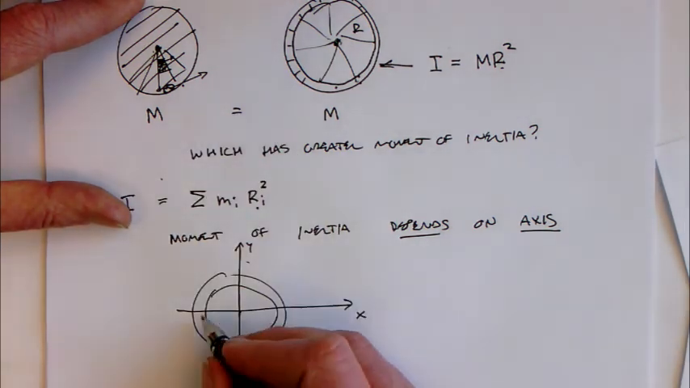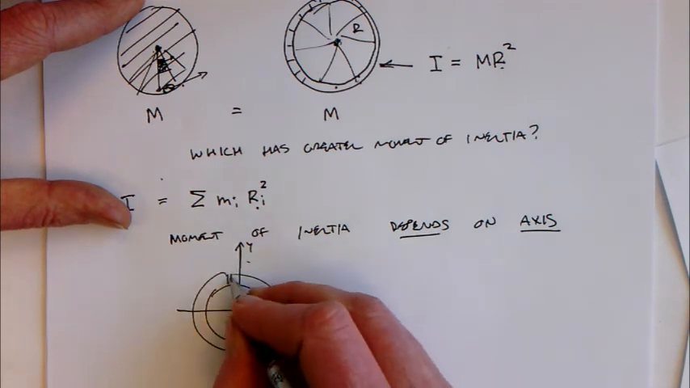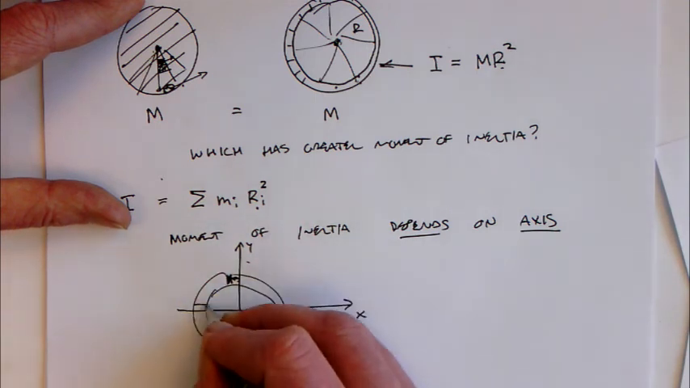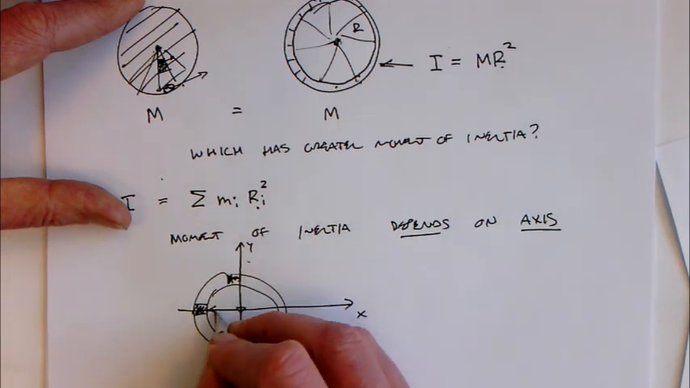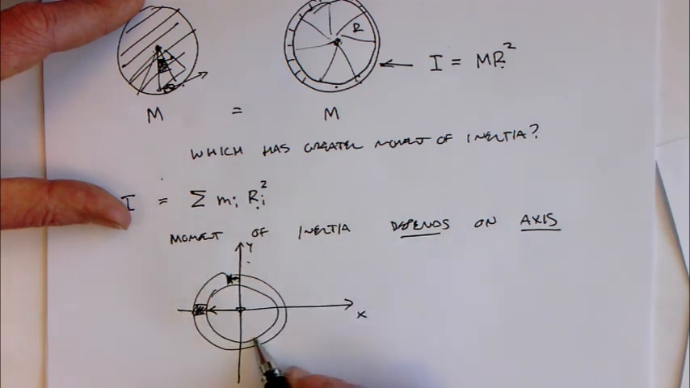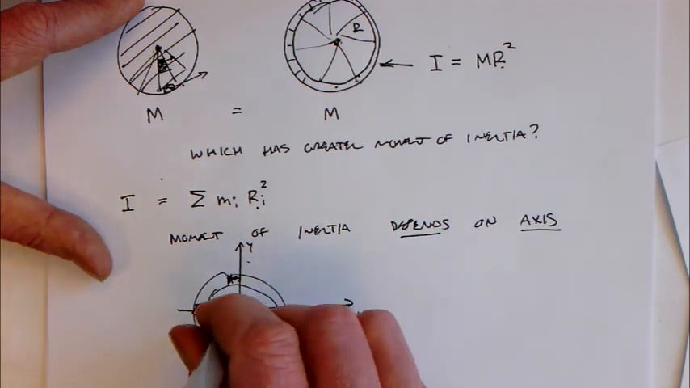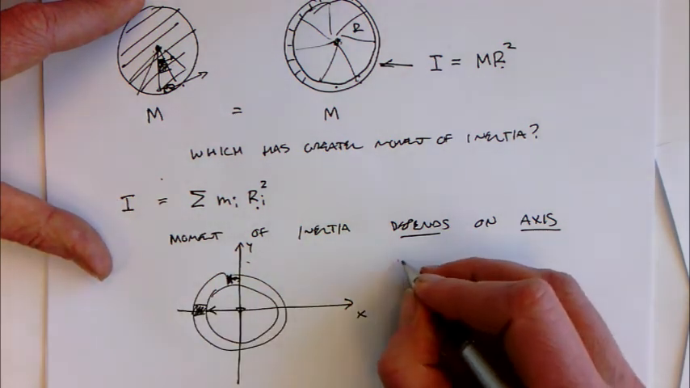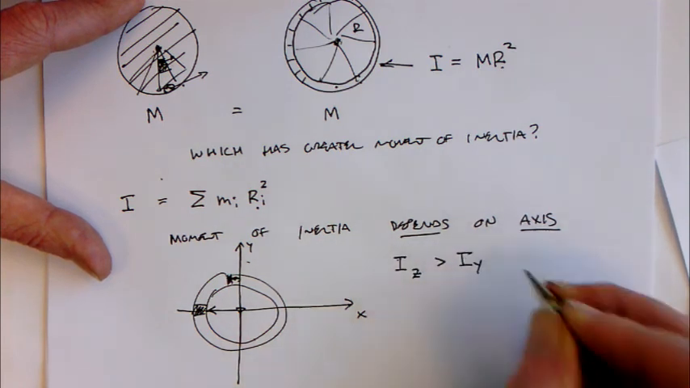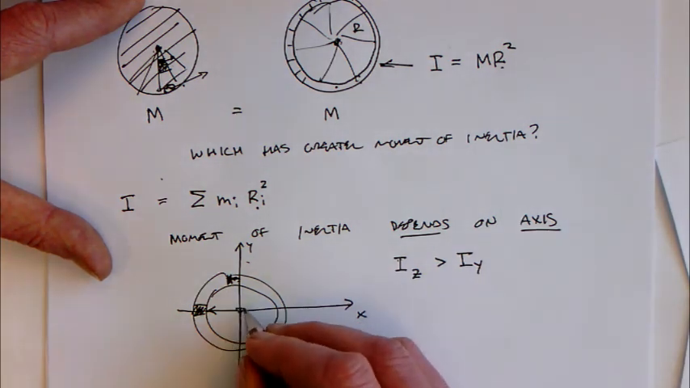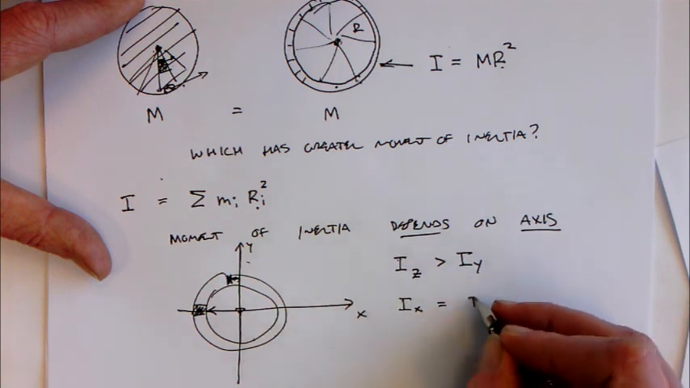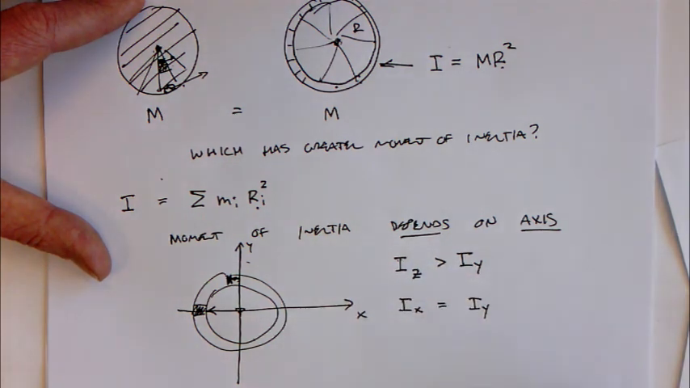Well, what's going to happen with that? Now this little chunk of mass is actually pretty close to the axis of rotation, whereas this chunk of mass is a long way away from the axis of rotation. So pretty clearly, for this case, the moment of inertia is going to be smaller than it will be when you're talking about the moment of inertia about the z-axis. So for this wheel, we would say that I about the z-axis is greater than I about the y-axis, and you'll note that it's pretty easy to convince yourself that if you're rotating about the x-axis, I about the x-axis would be equal to I about the y-axis.